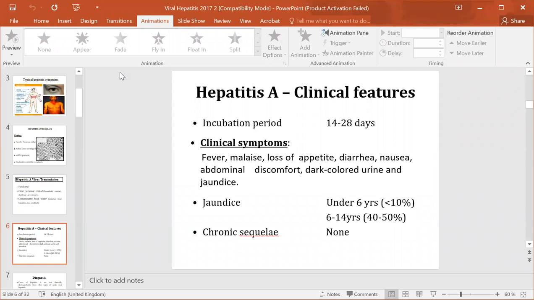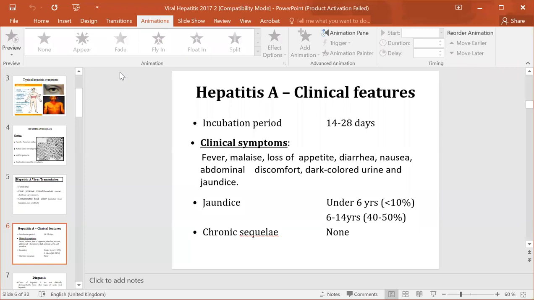So upon infection, when you acquire the virus through the mode of transmission that we just described, the incubation period is about 14 to 28 days before you develop the acute hepatitis symptoms that we described earlier. The symptoms you present with are very common to hepatitis virus infection: a fever, 37 to 39, malaise, loss of appetite, a bit of diarrhea, nausea, abdominal discomfort, dark colored urine, and jaundice.